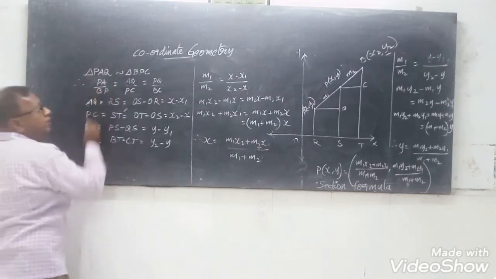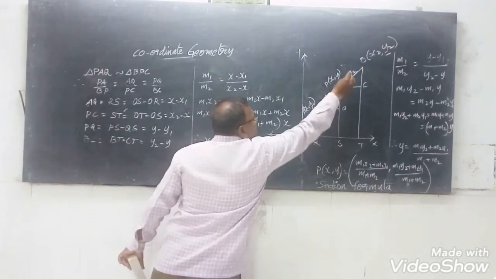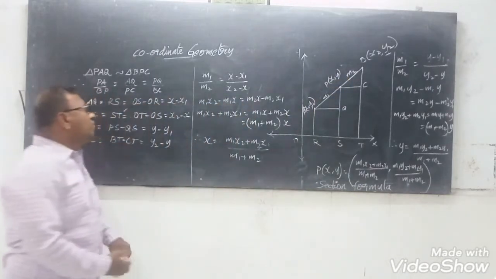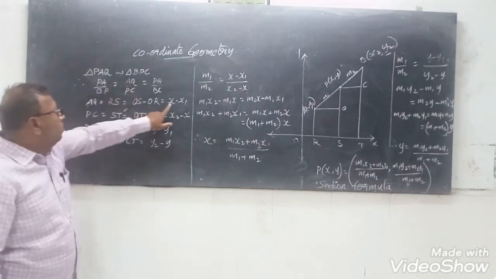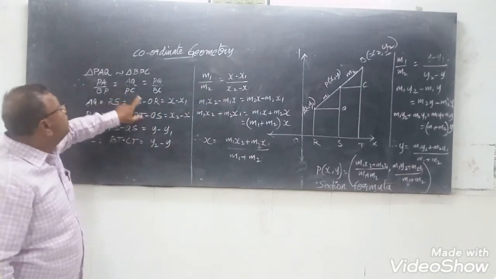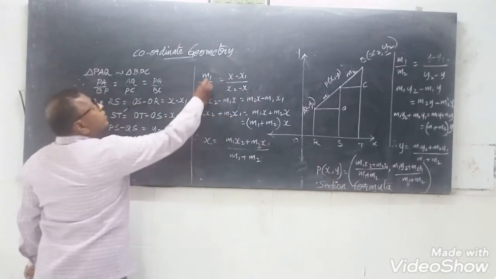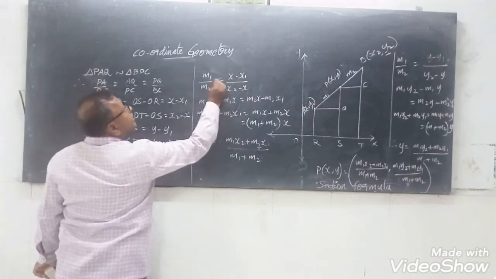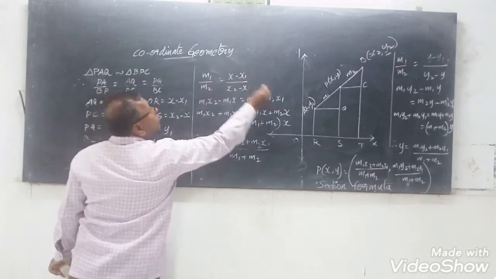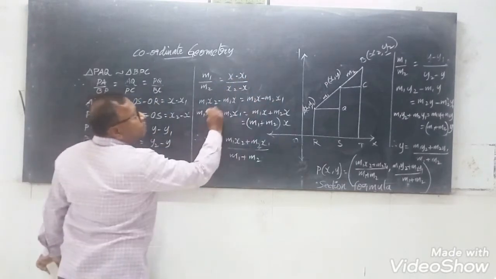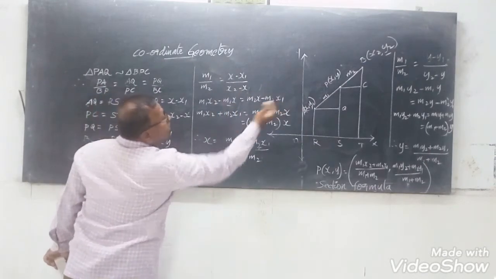PA by BP. PA is equal to m1, BP is equal to m2. So m1 by m2 is equal to AQ by PC, that is x minus x1 by x2 minus x. Cross multiplying, we get m1 x2 minus m1 x is equal to m2 x minus m2 x1. Now here I am writing like terms on one side of the equality, so I have taken this to the other side.